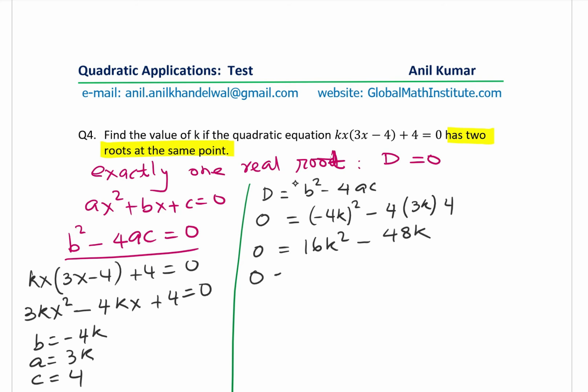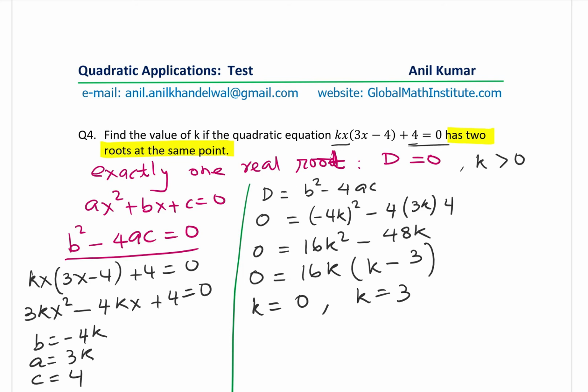So we can factor this. K and 16 can be taken common. So we get 16k minus 3, right? K has been taken out. So that is what we get. So from here we get two solutions. One is k equals to 0. The other one is k equals to 3. And of course, in this particular case, we know k has to be greater than 0. Since if k is 0, then we get a constant 4 equals to 0. So we realize that this is not possible, not correct.